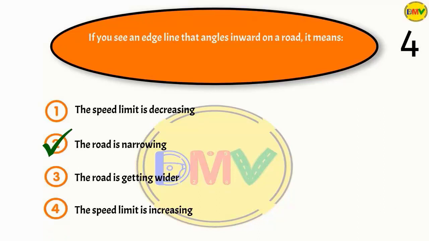The correct answer is 2. If you see an edge line that angles inward on a road, it means the road ahead is becoming narrower. Be sure to merge safely.